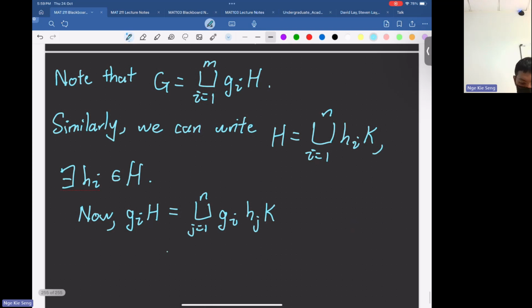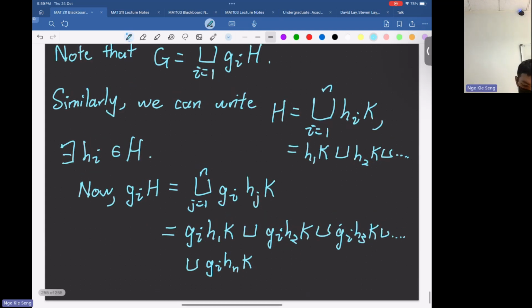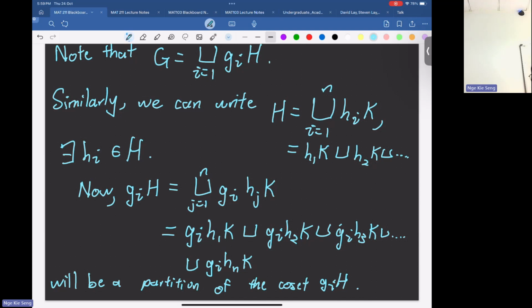If you feel uneasy about what I'm doing, let me spell it out for you. We have Gi H1K union Gi H2K union Gi H3K and so on, all the way up to Gi HnK. So how do we get this HjK? This is from how we partition our H. So the claim is this is a partition of the coset GiH. If you want to ask why it is true, suppose it is not, then there's a contradiction to the partition of H.